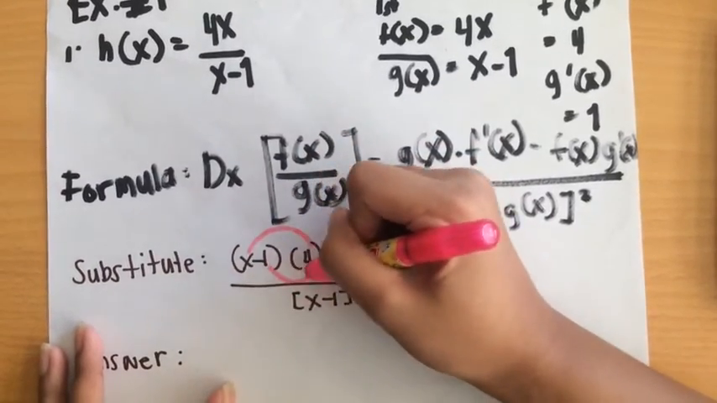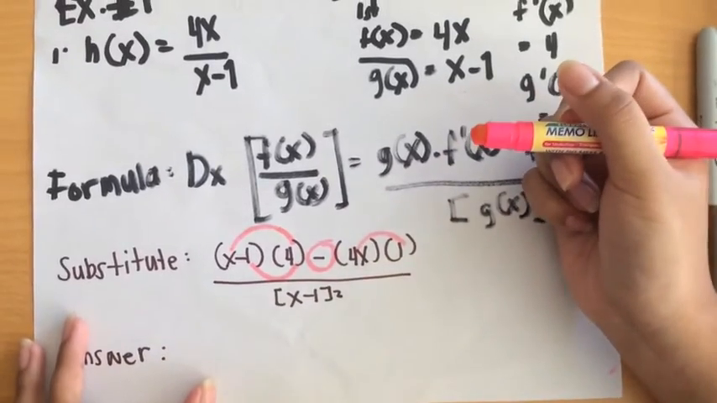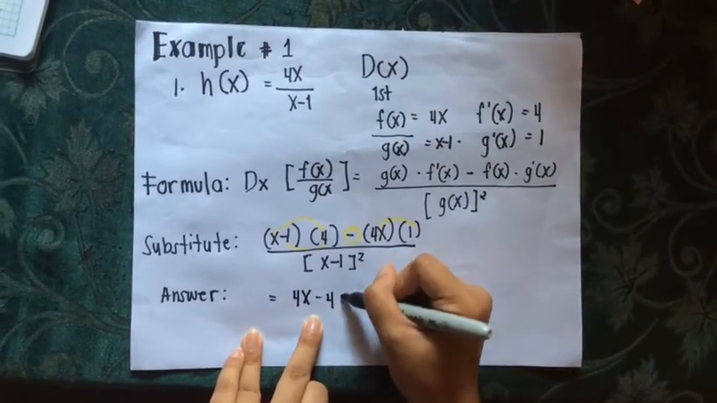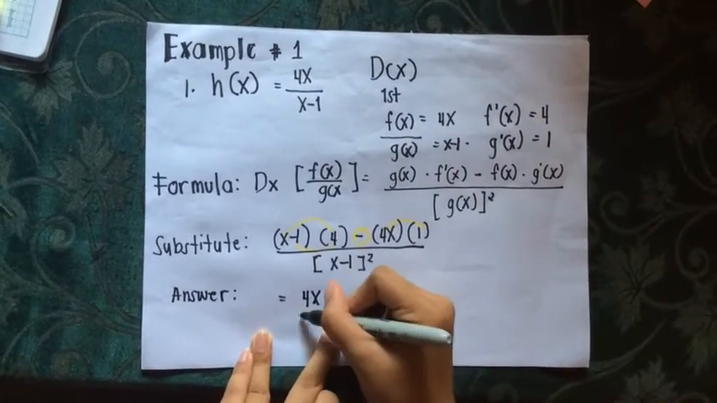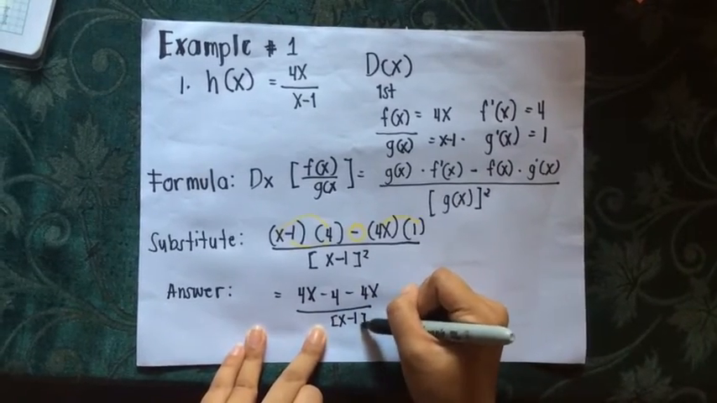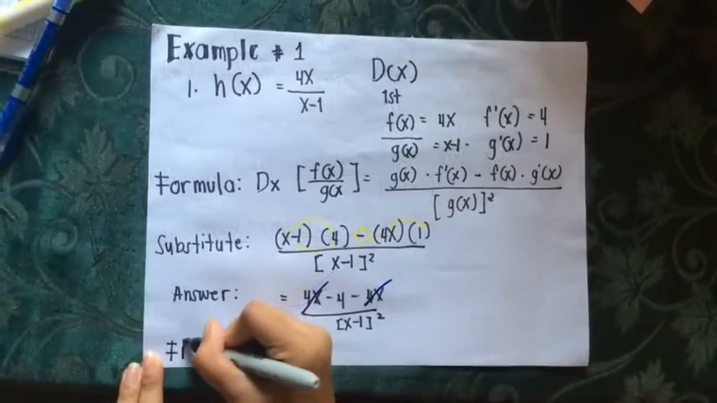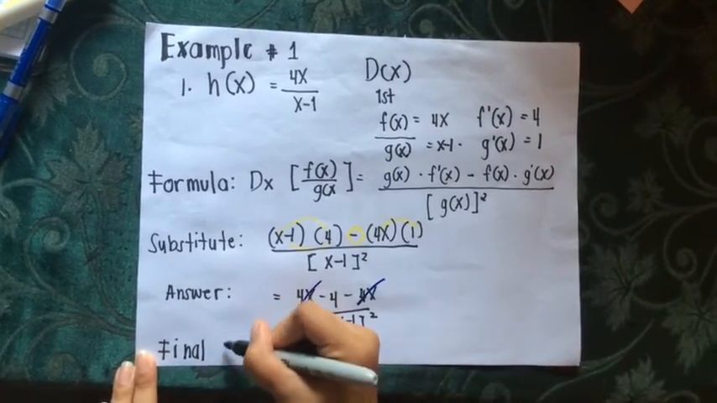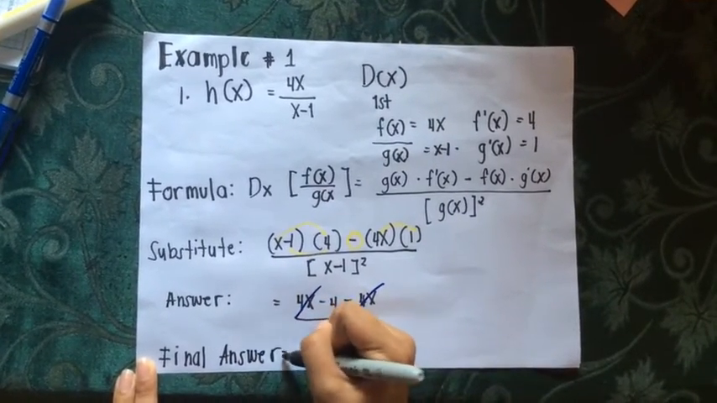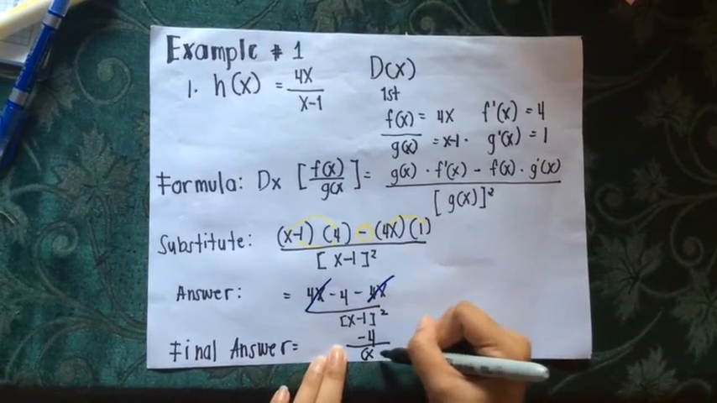Now, we have to distribute each term to arrive at the final answer. The answer will be 4x minus 4 minus 4x over x minus 1 squared. Now, we need to cancel the unlike terms, which are positive and negative 4x, to arrive at the final answer, which is negative 4 over x minus 1 squared.